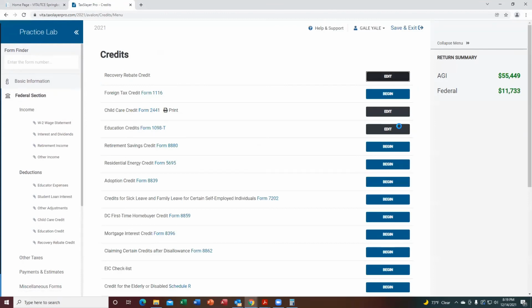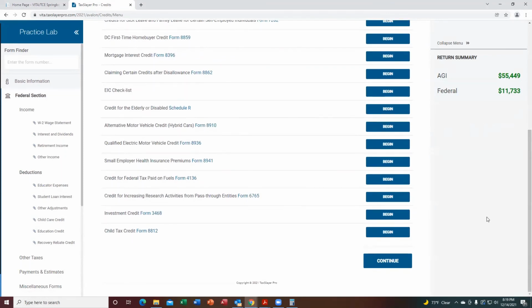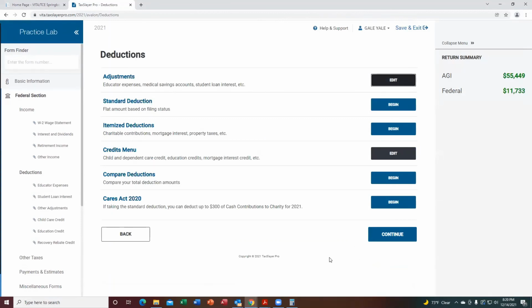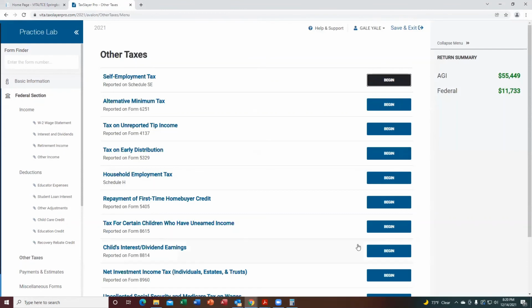And I'm missing one more thing before I forget. Can anyone remember what I'm missing? The exemption for a Form 5329? Yes. So that one is further down. So we're done with deductions. Right in here, other taxes. Tax on early distribution. The form is 5329. This is where we're going to allow an exemption for not getting assessed 10%.